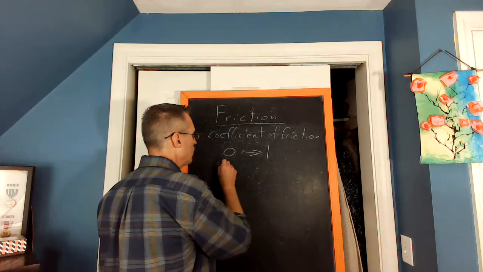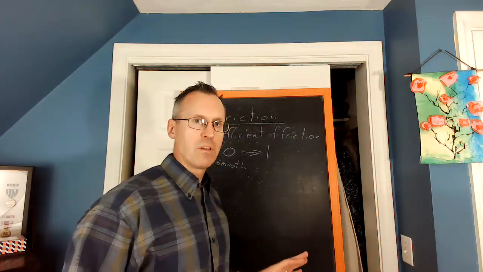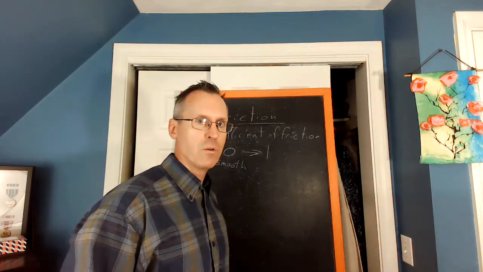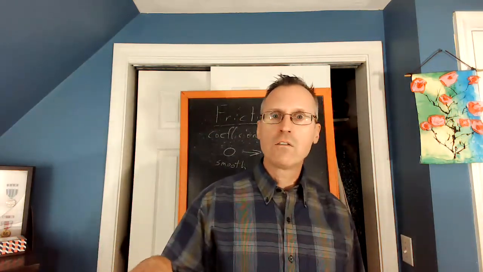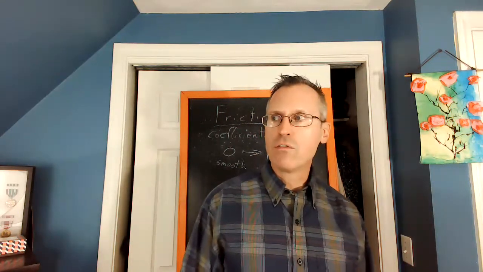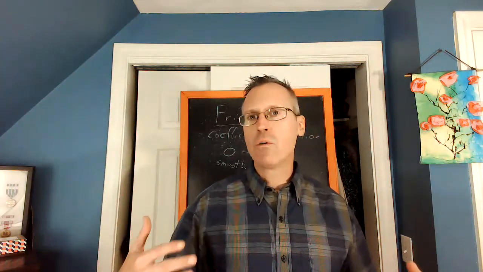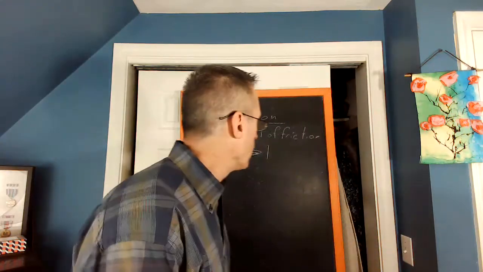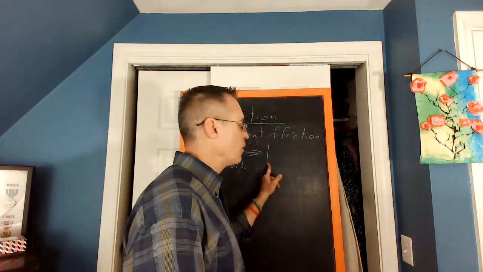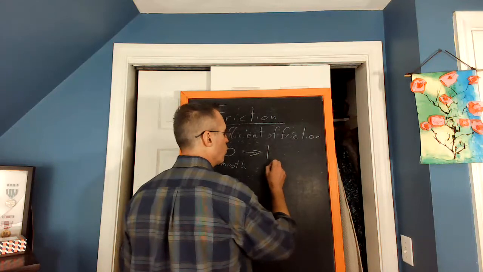Zero would be completely smooth. A substance with a zero coefficient of friction would be completely smooth and have no resistance. There's no surface like this, but this zero coefficient exists in outer space, where if you're a vehicle moving through outer space, there's nothing holding you back. There's no air out there, so there's no friction. So space has a zero coefficient of friction. One is a very, very rough surface that causes a lot of friction. So one is rough.